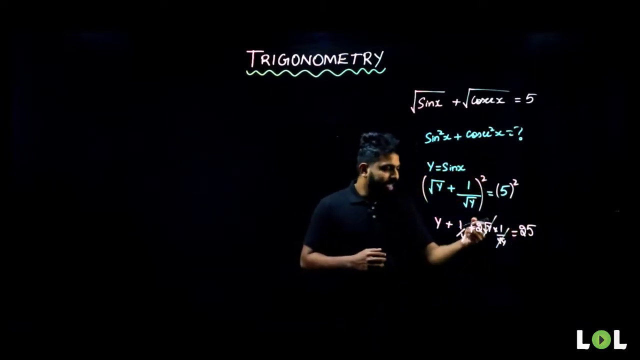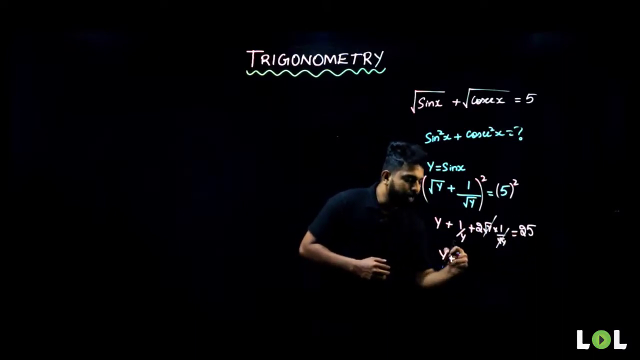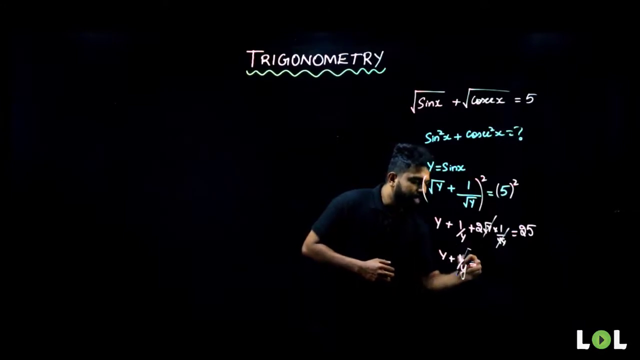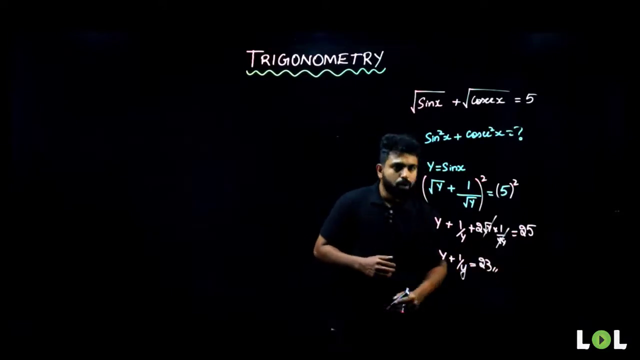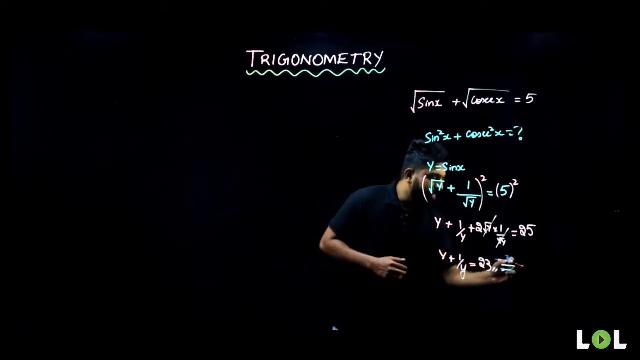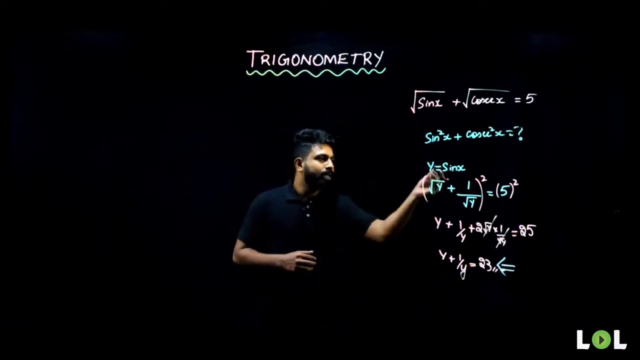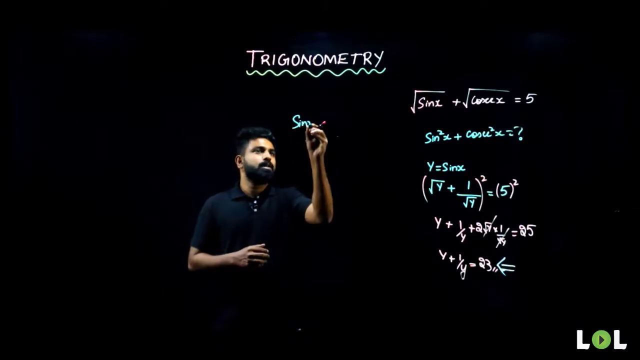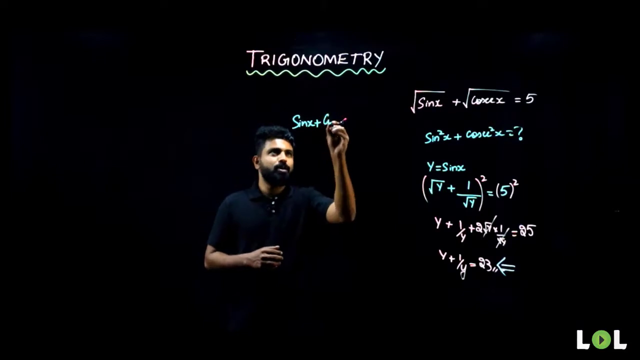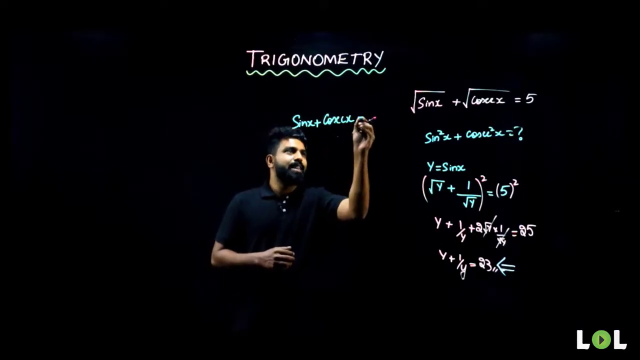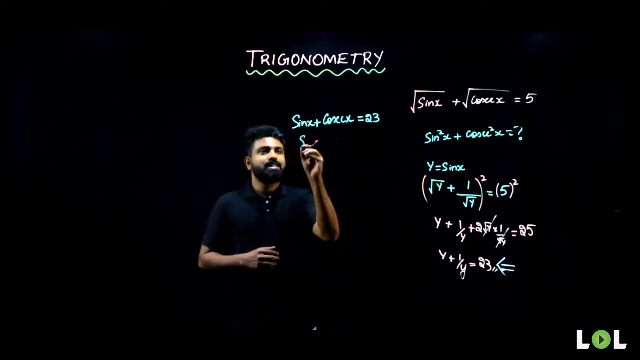So now if I take this 2 to the other side, what will I be left with? I'll be left with y + 1/y is equal to 23. 25 minus 2 is 23. So I've come to this step here. So now if I take the values of y and substitute it, what do I get? Sin x plus 1 by y is nothing but 1 by sin x, that is nothing but cosecant x, and that is equal to 23.